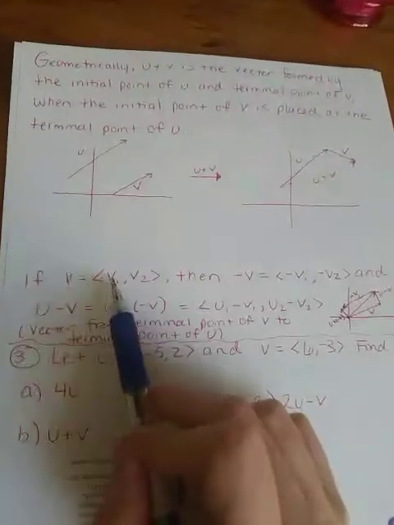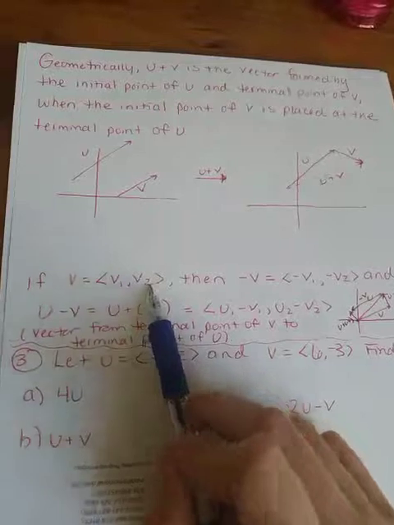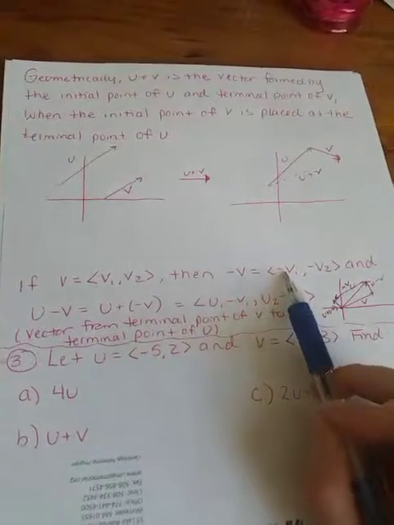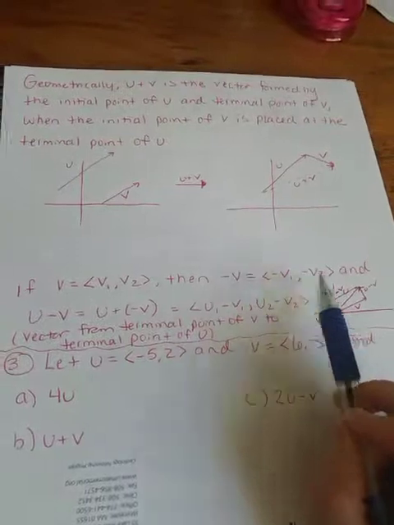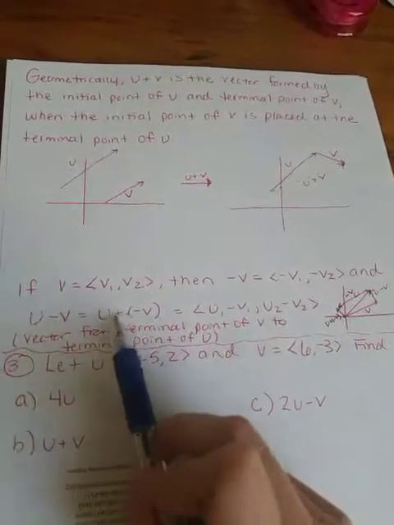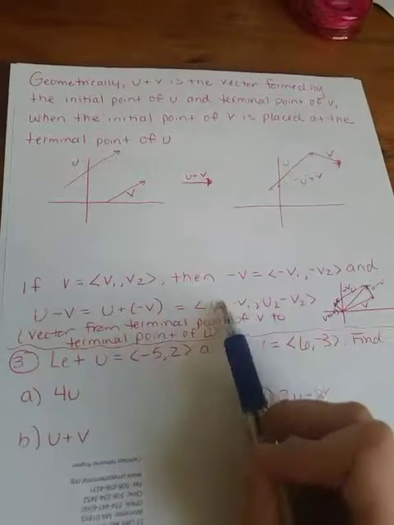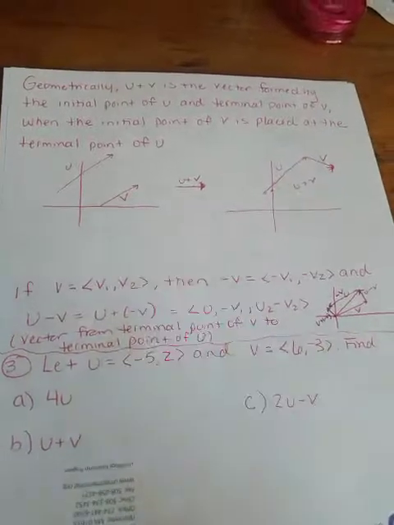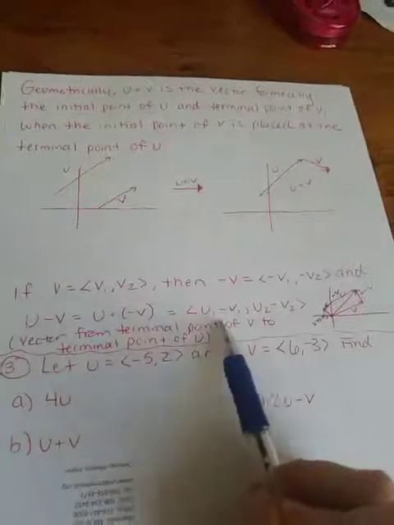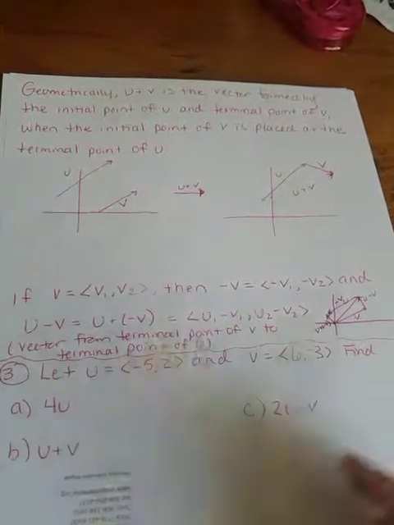So if vector v in component form is v sub 1 comma v sub 2, then just like we talked about before, negative v, you just distribute in that negative to each term there. So if you're doing u minus v, that's really just u plus a negative v, which you're just subtracting, again, the first terms and the second terms. This would be a vector from the terminal point of v to the terminal point of u.